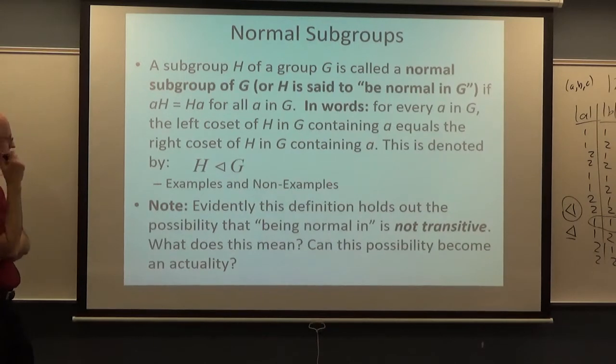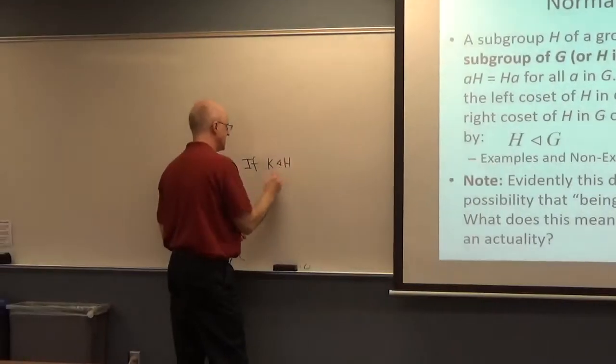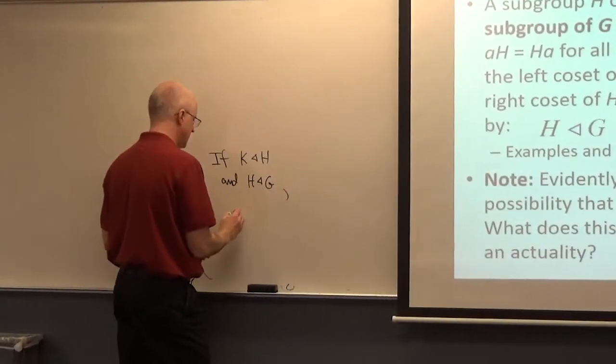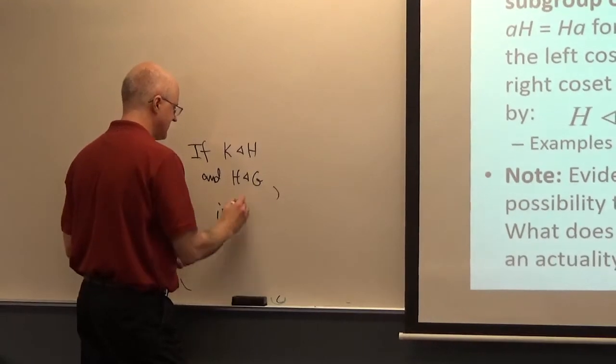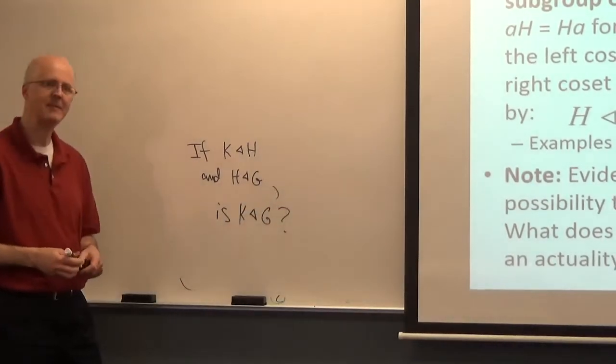Evidently, this definition, if you think about it, holds up the possibility, at least, that being normal in is not transitive. What do I mean by that? I mean this. If K is normal in H, and H is normal in G, is K normal in G? Maybe, maybe not.